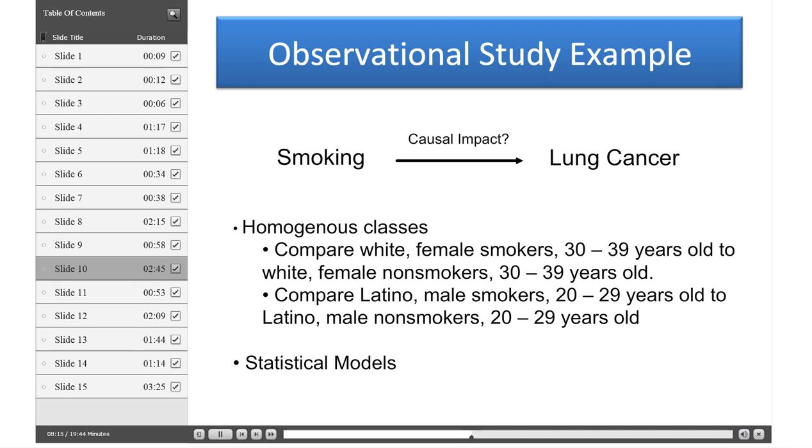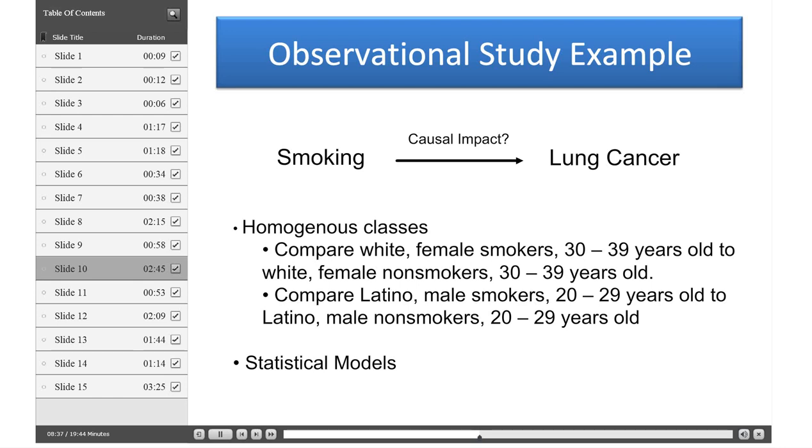And the problem is there are a lot of problems where you can't do an experiment. So, for example, if you were trying to determine whether smoking influences lung cancer or not, you can't do an experiment where you give people a bunch of cigarettes and give other people a placebo and try to figure out the impact on lung cancer. That wouldn't be ethical. So sometimes it is necessary to perform an observational study.